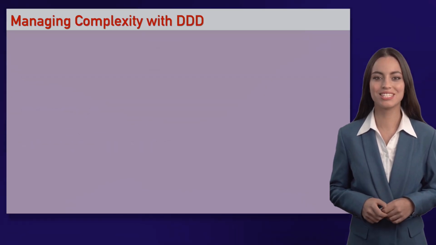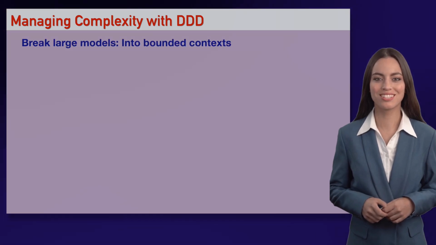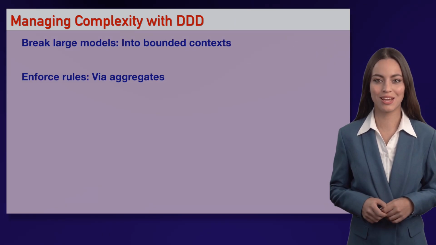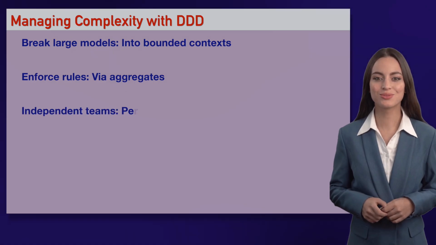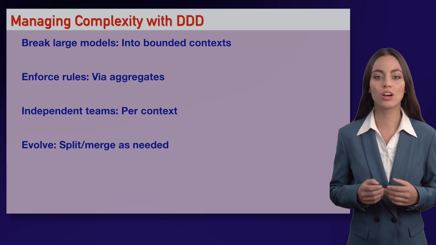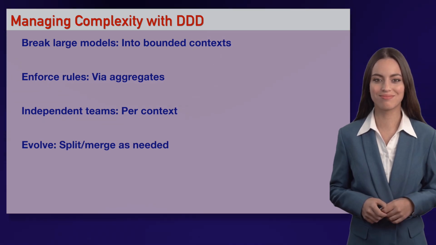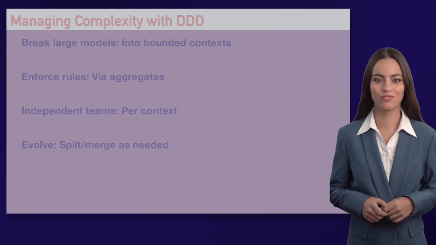Managing complexity with DDD. Break large monolithic models into multiple bounded contexts to limit scope and language. Enforce business rules transactionally within aggregates. Enable independent teams to own contexts for faster delivery. Allow contexts to split or merge as business understanding evolves.